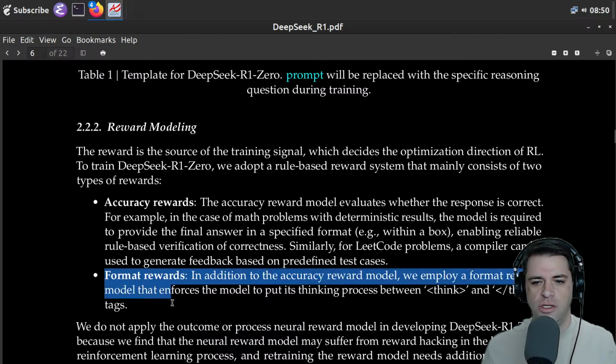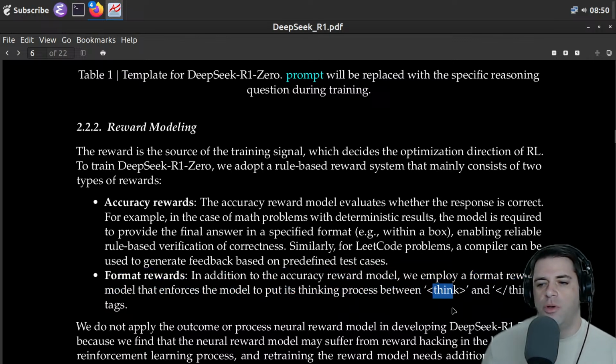Format rewards. In addition to the accuracy reward model, we employ a format reward model that enforces the model to put its thinking process between these two thinking tokens. So that makes sense. So you reward putting stuff in the thinking tokens. They're certainly not using supervised training to train it to use the thinking tokens. I assume that at the beginning, at least, there were lots of attempts to do thinking where you might get the format wrong, or you might put the slash on the wrong side, or you might misspell think. And it just learned over time to use those tokens is more or less what it's saying.